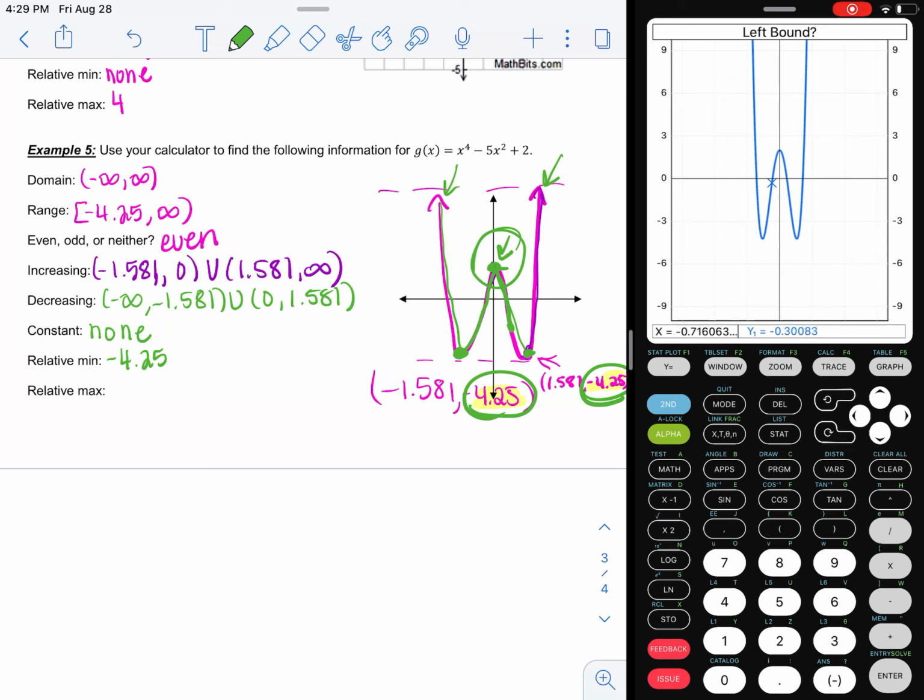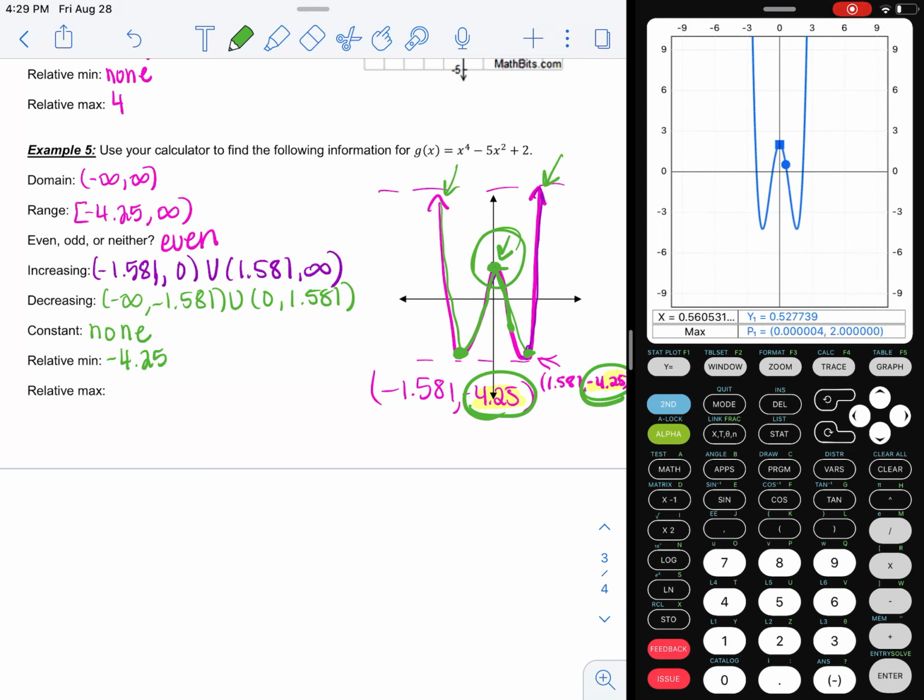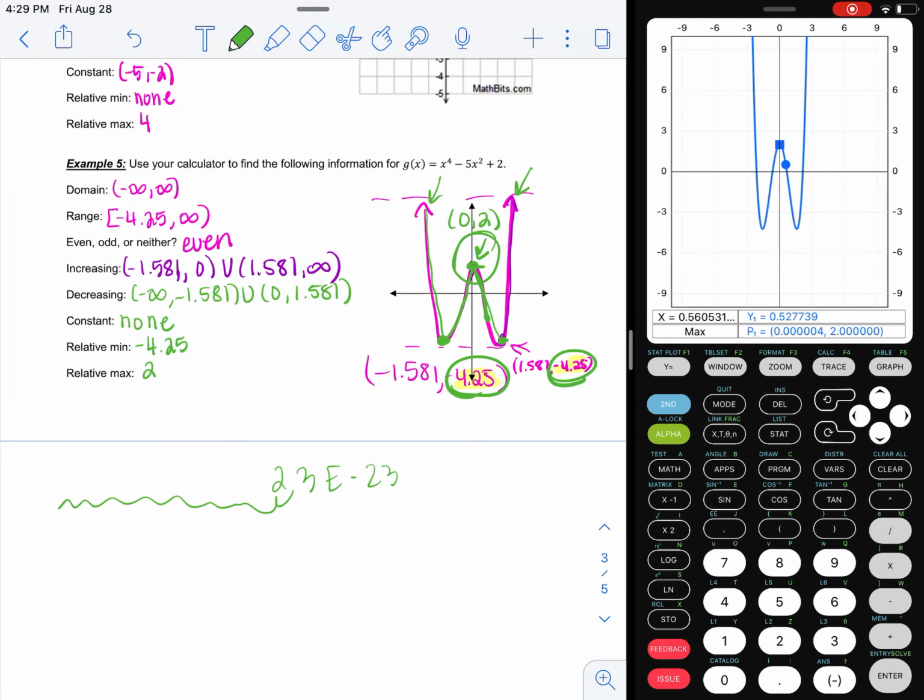I need to get to the left of my maximum. Hit enter. I need to get to the right of my maximum. Hit enter. On a regular calculator, you would hit enter one more time. And it says that is at 0, 2. Notice mine says 0.000004. It's a pixelation error. Yours might say something like 2.3 e to the negative 23rd. Realize that's 0.0000. That is 0. So if you ever see that, realize it's a pixelation error. So that point right there is (0, 2). So my relative maxima is 2.